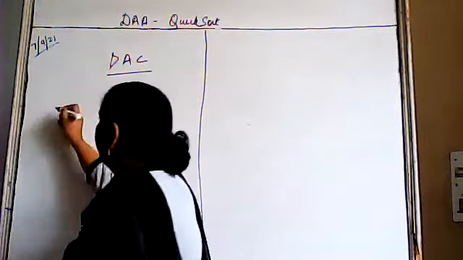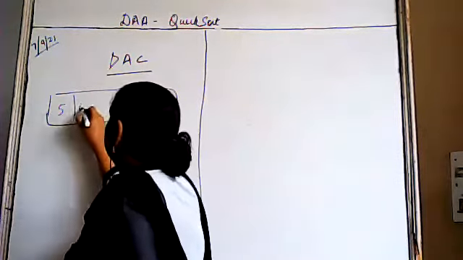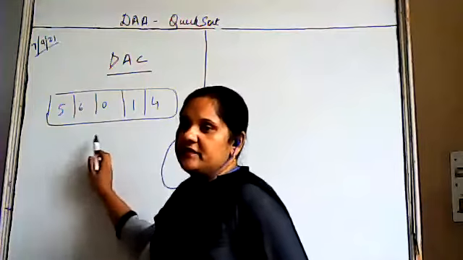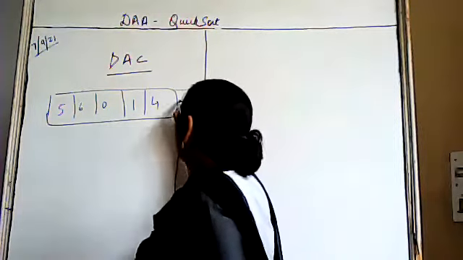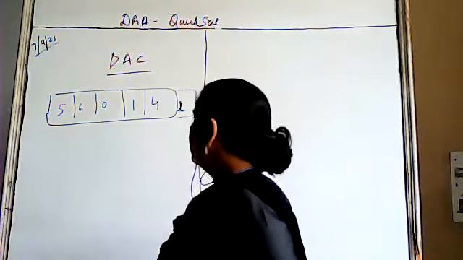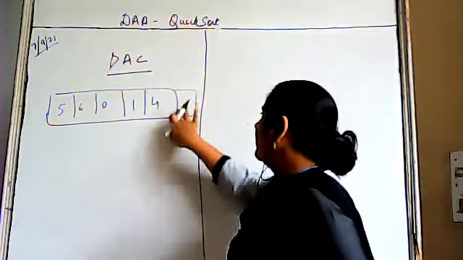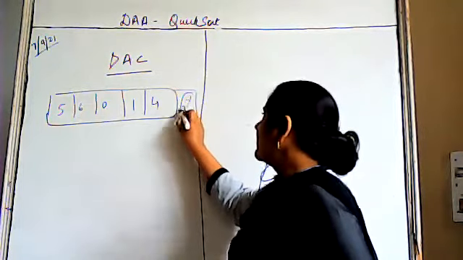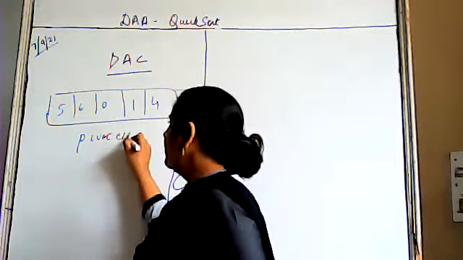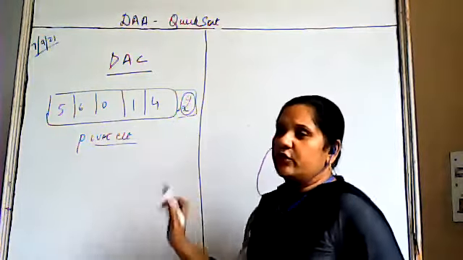Here, suppose we are having an array. Suppose this is an array 5, 6, 0, 1, 4. I'll take one more element, that is 2. Okay. So here I will pick one element, any element. Suppose I'm picking this last element. So this last element is called pivot element. The element which I am going to choose is called pivot element. The pivot element could be the beginning number, it could be the last number, or it could be the middle.